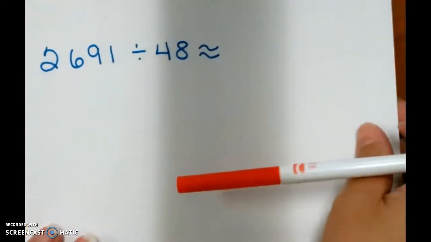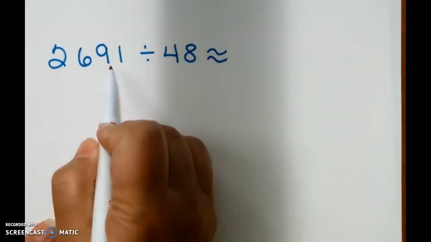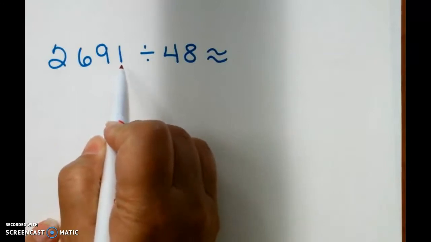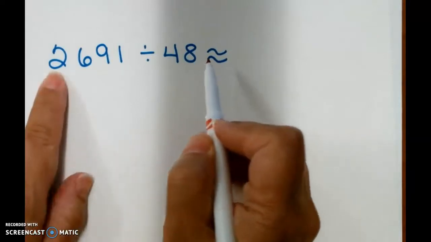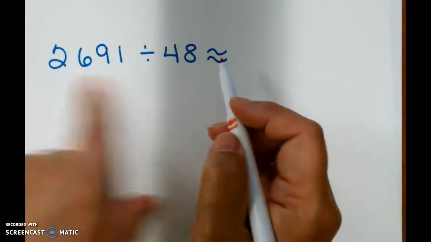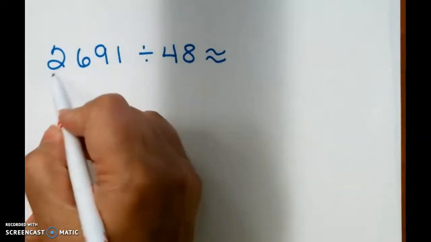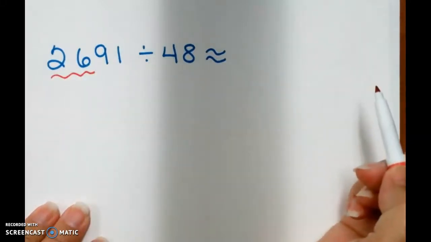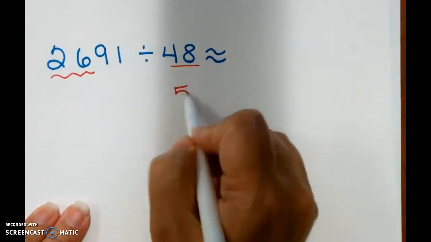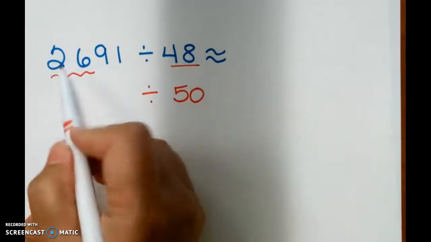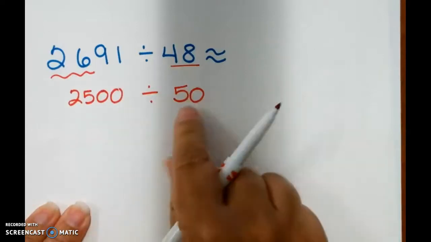2,691 divided by 48. Well, I know I can't divide 2 by 4. So I need to look at the first 2 digits of this number. 48 is closer to 50. And 26 is really close to 25, and I know that I can divide 25 by 5.